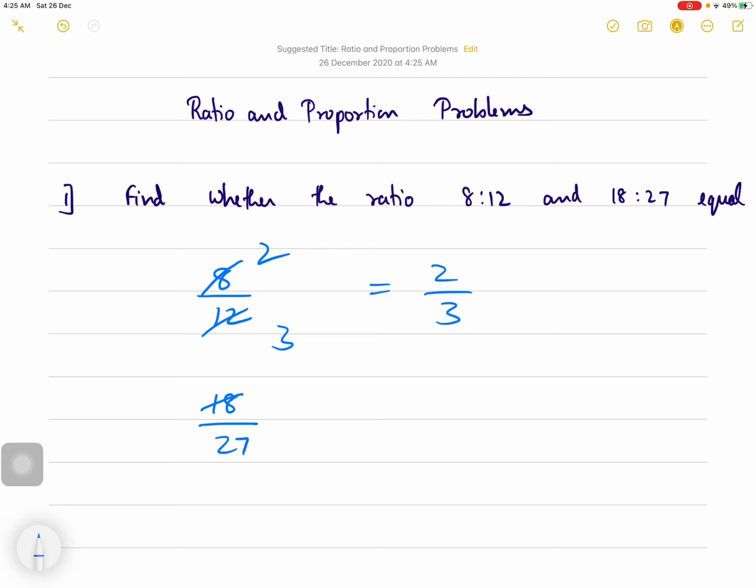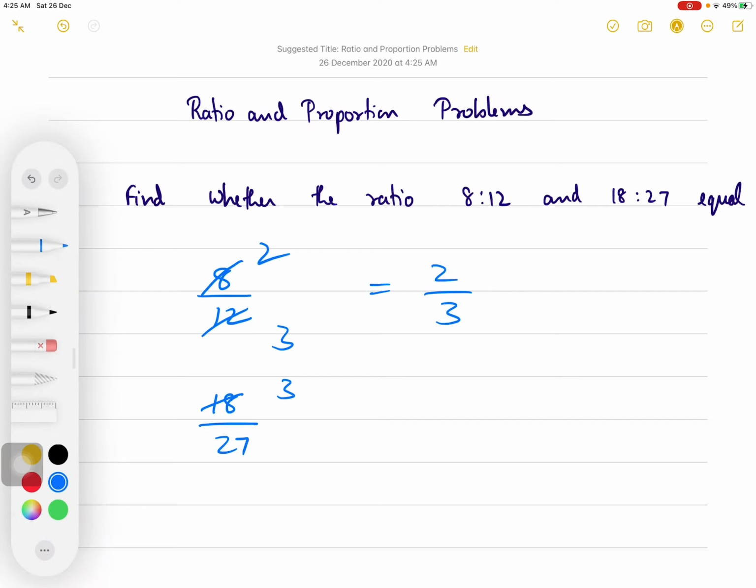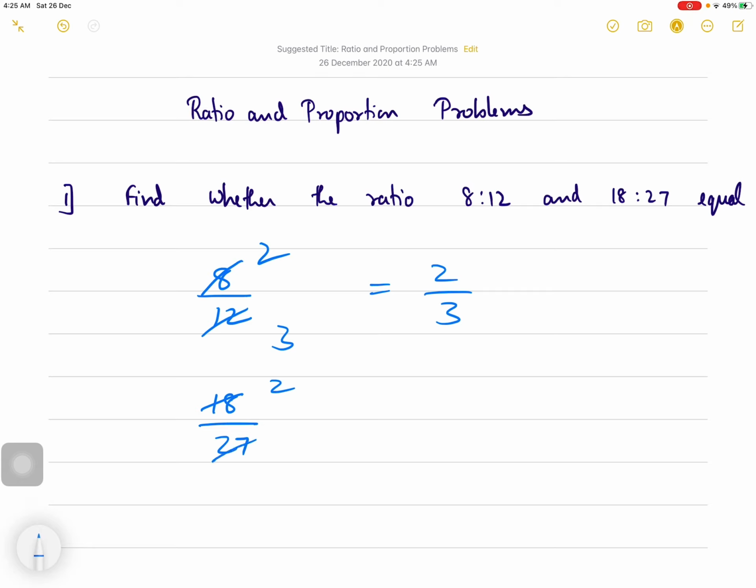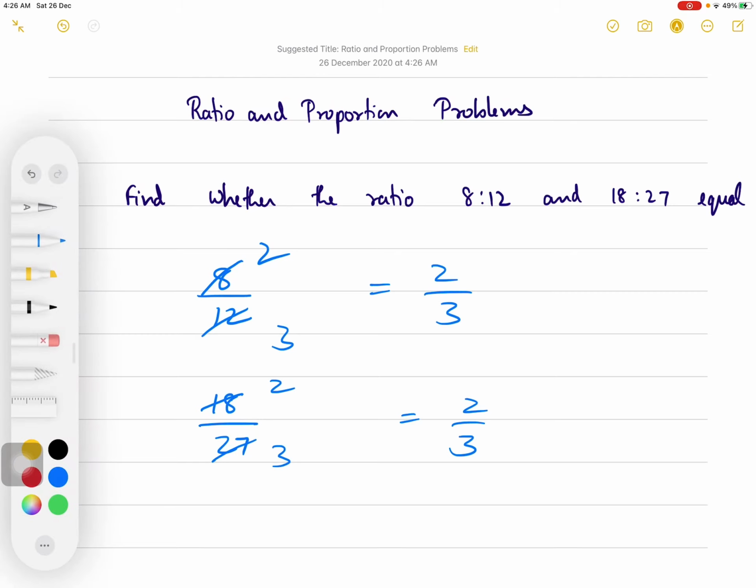9 2s are 18, sorry, 9 2s are 18 and 9 3s are 27. So this is also 2 by 3. So since both the ratios are 2 by 3, that means the ratios are same, and so the ratios are equal, right?